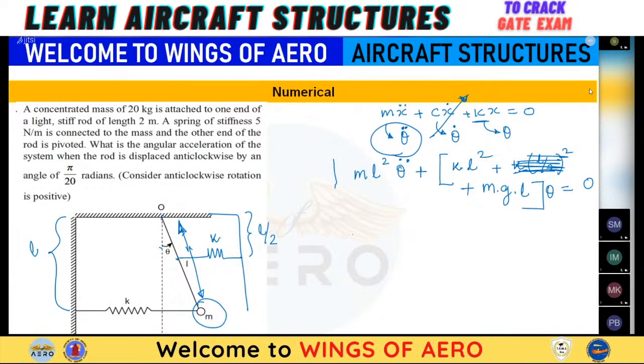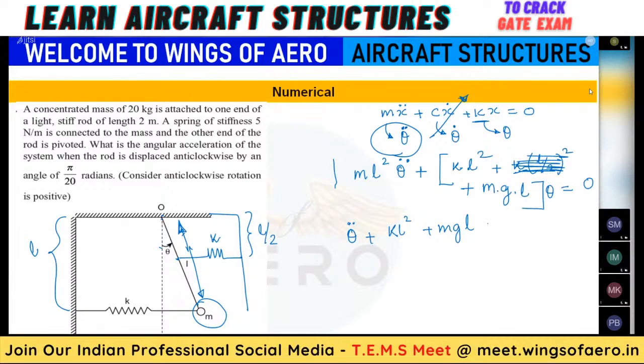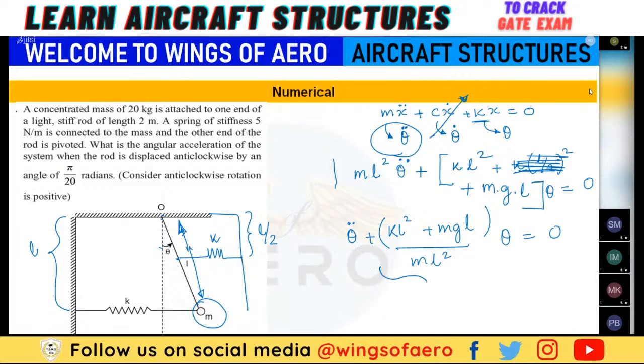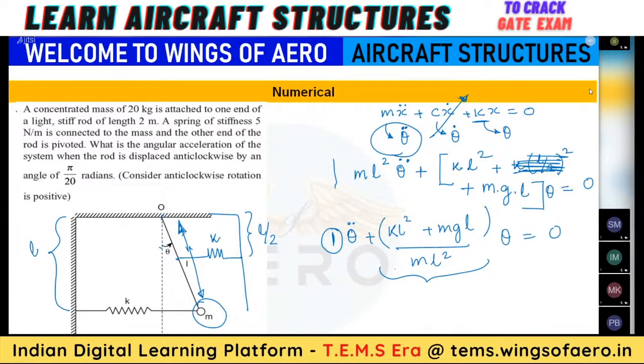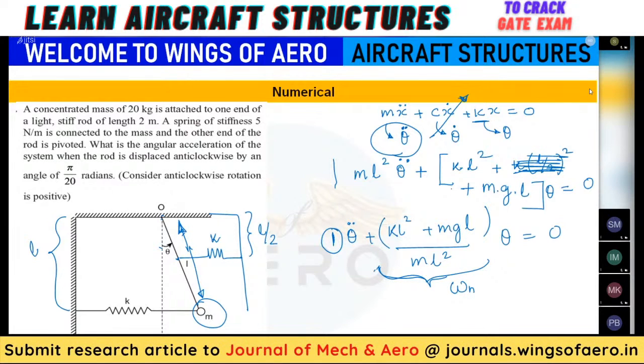Now this can be written as theta double dot plus (k L square plus m g L) divided by m L square into theta equal to 0. Whenever I'm converting the coefficient of theta double dot into 1, the remaining term that we get here will be the value of our omega n.